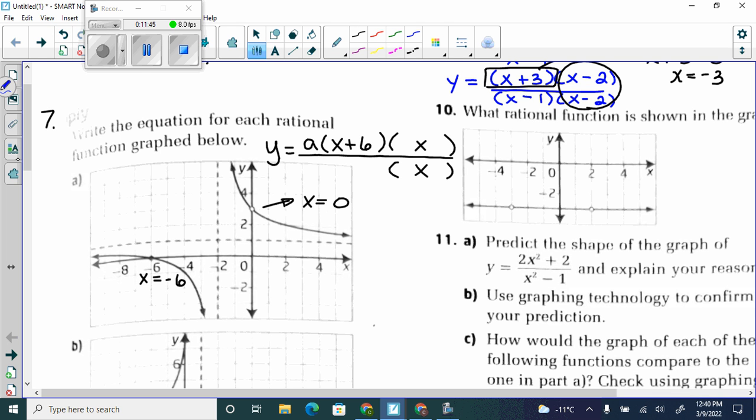Now, if your point of discontinuity was at x equals 3, let's say, we would put in x minus 3, correct? If it was at x equals 7, we'd put in x minus 7. If it was at x equals -9, we'd put in x plus 9, correct? This one is the only one on the y-axis, so it's at x equals 0, which factor is x. So don't let it throw you off. That's the one that people get confused by, it's almost too simple and you don't know what to do with it.